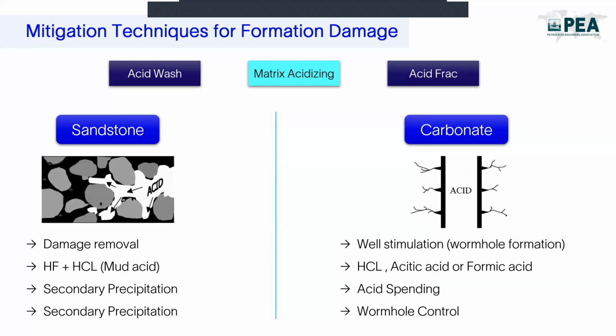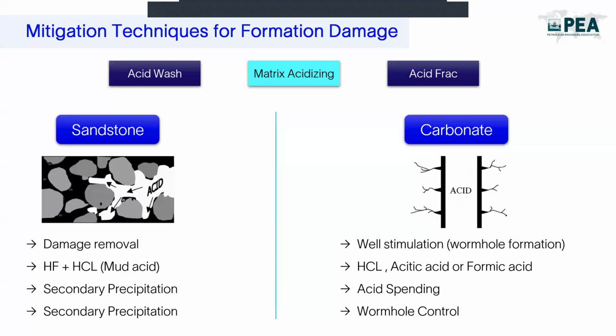So we need to take care to manage the reaction by-products that can precipitate and cause new blockages. So we might introduce a new sort of damage after injecting matrix acidizing in sandstone. So proper acid formulation and treatment design are crucial in sandstone to avoid precipitation of secondary reactions.